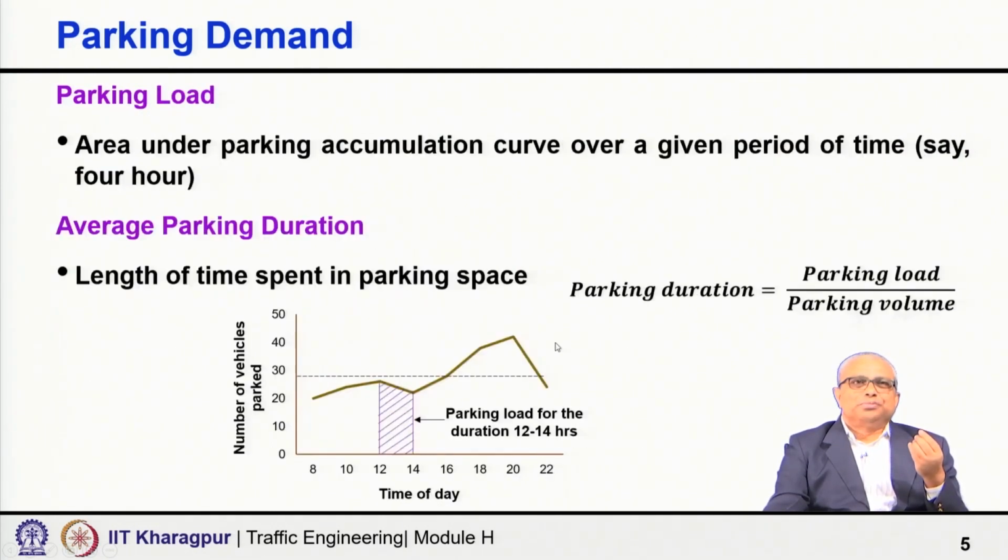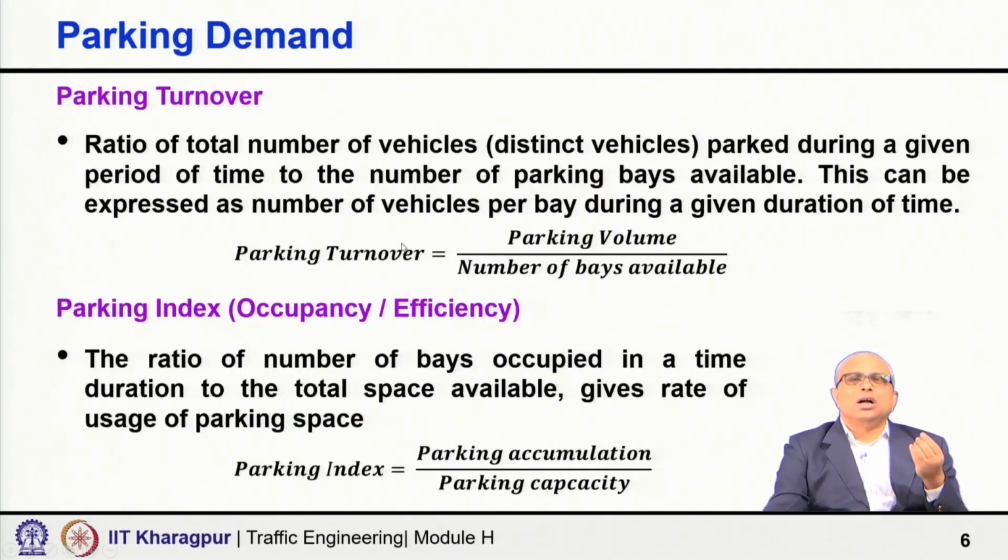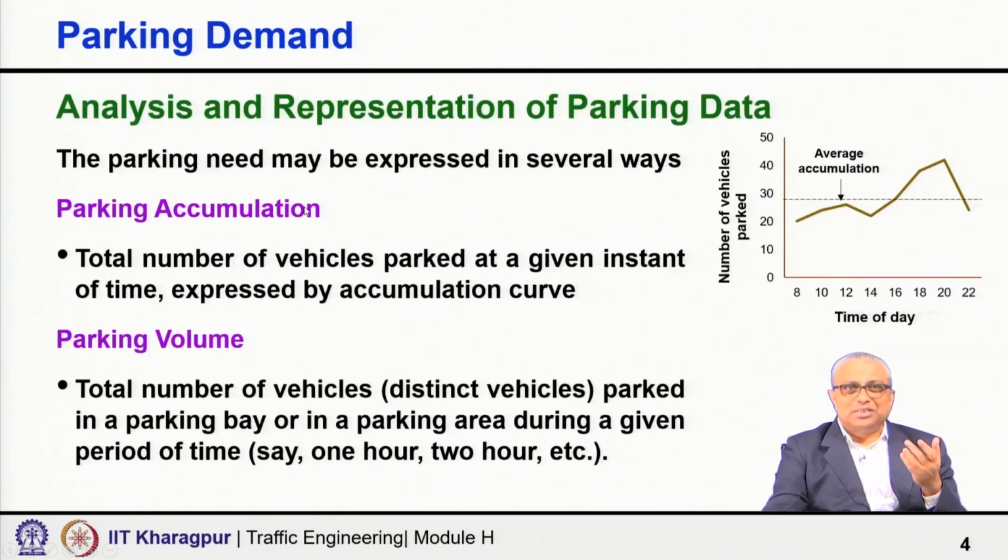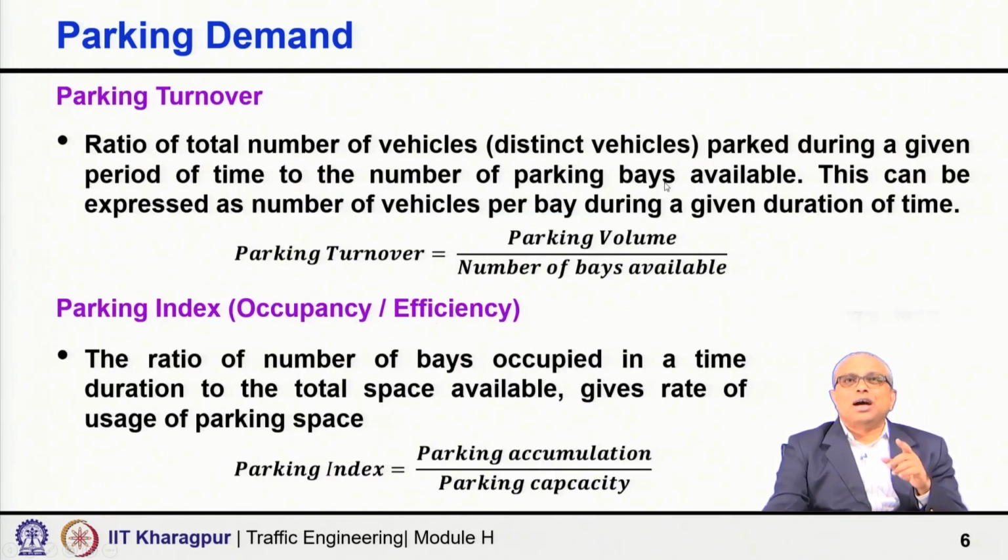Next, parking turnover. It is the ratio of the total number of vehicles, again distinct vehicles parked during a given period of time, which is nothing but we are essentially talking about parking volume, distinct vehicles over a period of time, to the number of parking bays. So, what is the parking volume? How many vehicles have parked, divided by how many bays are available, that is the turnover.